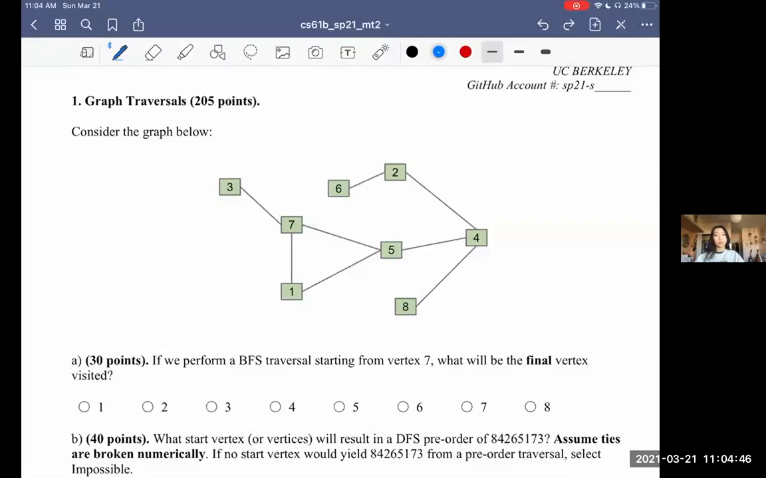Hi everyone, welcome to the walkthrough for problem 1 of Spring 21, Midterm 2. This problem goes over graph traversals.